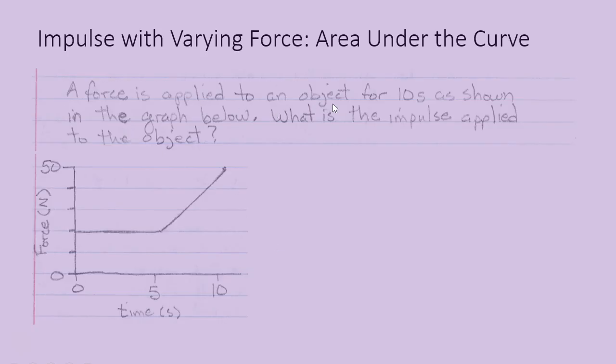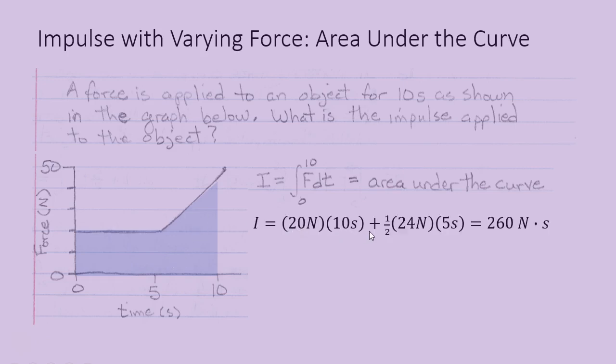A force is applied to an object for 10 seconds as shown in the graph below. What is the impulse applied to the object? Well, this force-time graph is pretty straightforward. It consists of a constant force segment and then an increasing force segment. Here we can simply find the area under the curve, and of course that's equal to the integral from 0 to 10 of F dt, and that's our definition of impulse. So if we find the area under the curve, we will have our impulse. We can take this area and break it into a rectangle and a triangle and find the areas of those, and in this case we're left with an impulse of 260 newton-seconds.